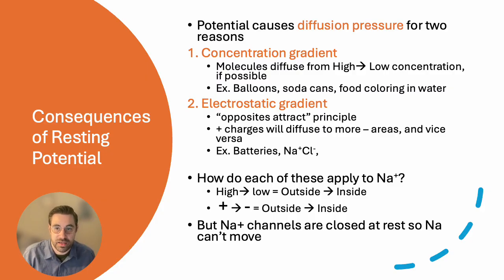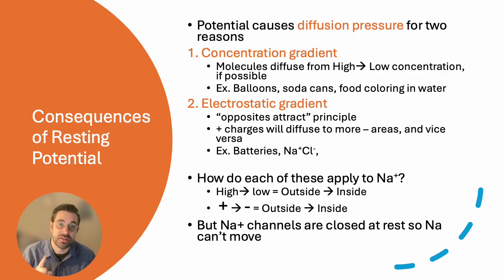So why do we have this imbalance? Well, the consequence of this imbalance is that it creates something called diffusion pressure. Diffusion is when something moves, diffuses, from one location to another location, right? And there's a pressure for these ions to diffuse. The pressure occurs for 2 reasons.